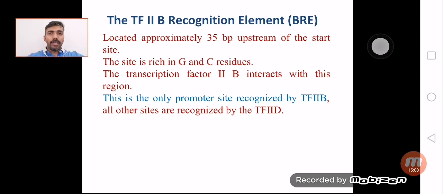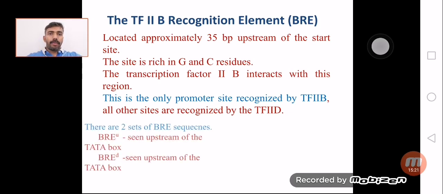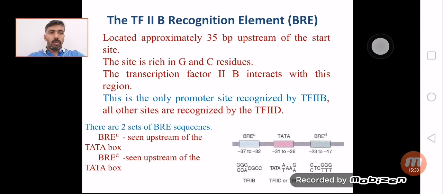The importance is that this is the only site of the chromosome which is recognized by a factor other than TFIID. That means this is the site recognized by the TFIIB element. When we analyze in detail, you can see there are two parts of this BRE sequence. One is upstream of the TATA box and the other one is downstream, and both are important in the interaction of TFIIB with the chromosome.